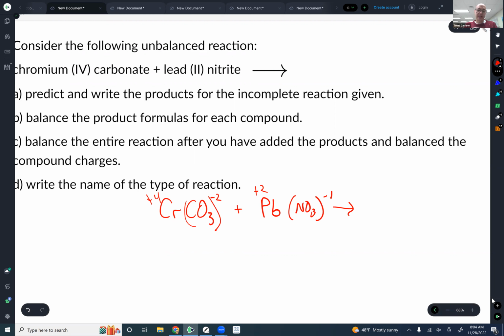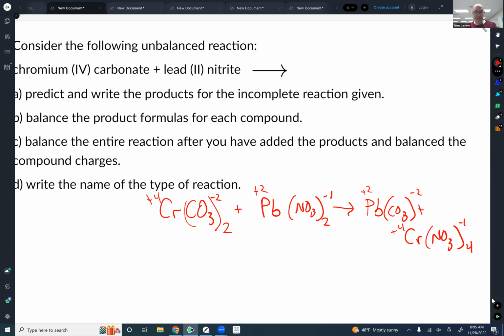So what we get here is that I need to put a 2 as our reactants, I need to put a 2 there to balance those charges. I need to put a 2 right there to balance those charges. Now, because it's a double replacement, the metals are going to switch places. So I've got PbCO3, and I have CrNO3. Now they stay with their original charges, +2, -2. +4, -1 means I need a 4 down there.